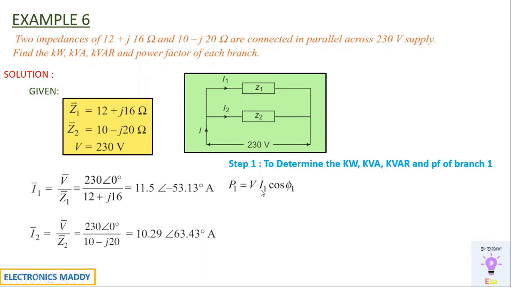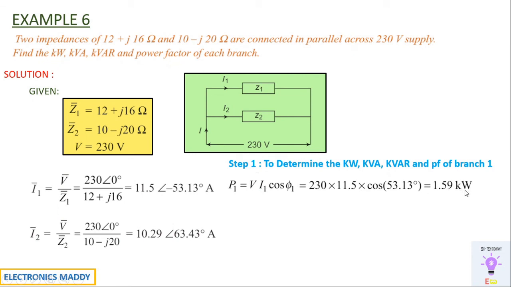How do we do that? The real power, with respect to branch 1, they have asked for each branch. So we'll first find out with respect to branch 1, and it will be similarly followed with respect to branch 2. Whether it is watts or kilowatts, it's always active power. So from the units we can identify what type of power we are supposed to find. So P1 is equal to VI1 cos phi 1. Substitute the values, you will be getting 1.59 kilowatt.